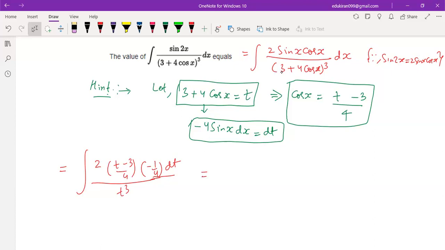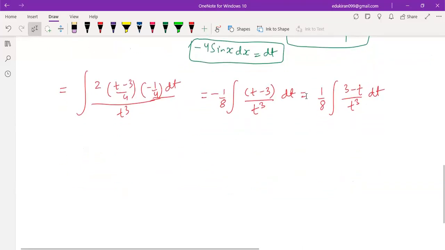So this will become minus 1 by 8 integral t minus 3 by t cube dt. So it would be 1 by 8, 3 minus t by t cube dt. So we can write it like this after putting the proper substitutions. And then we can simply write it as 3 by 8 integral of 1 by t cube dt minus 1 by 8, right?